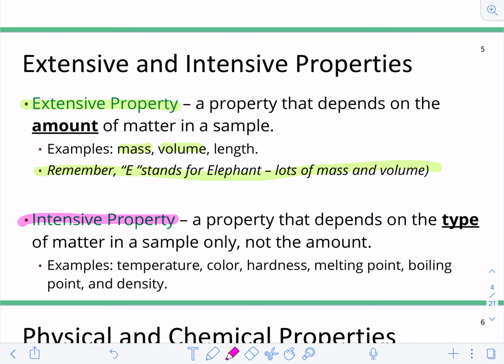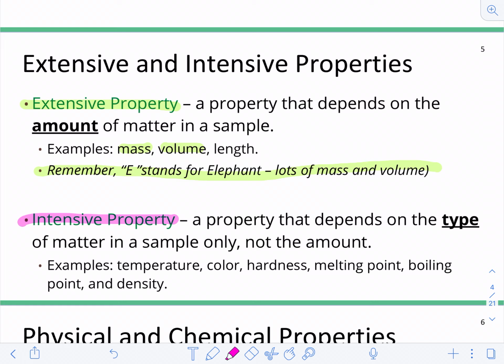Hardness, if you're looking at the hardness of different minerals, and minerals are made out of chemical compounds, can be an example of an intensive property. It doesn't matter how big of a rock you have, it's going to have the same level of hardness. Melting point and boiling point kind of go along with temperature there. And then density is actually an intensive property.